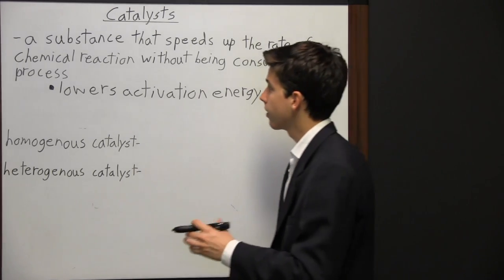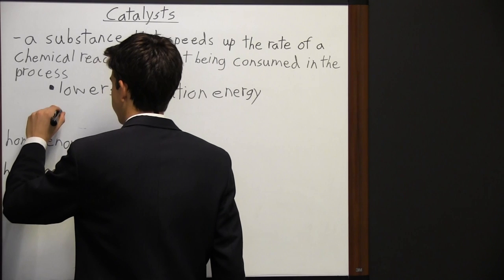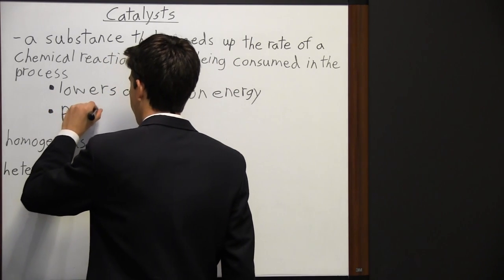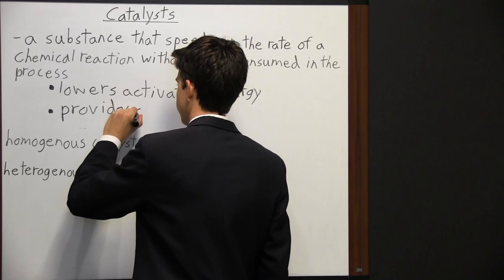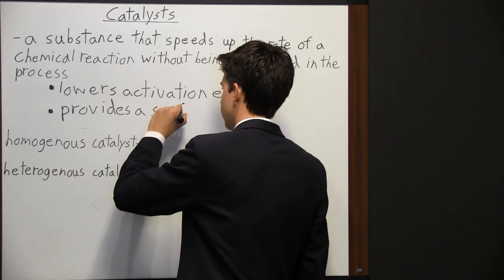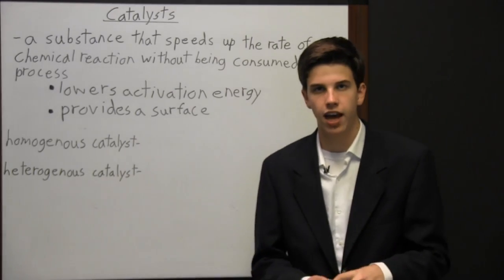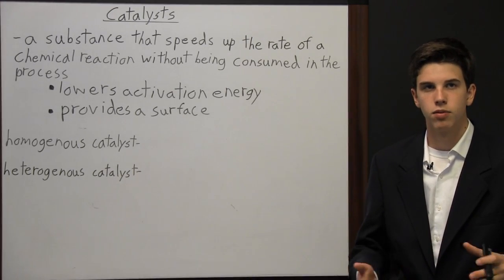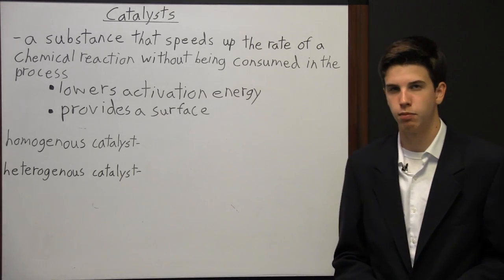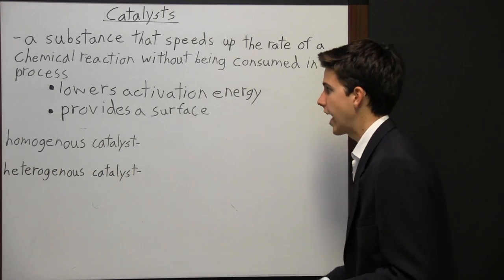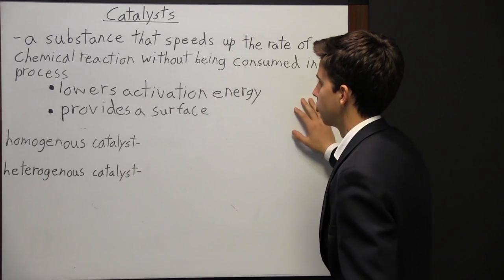Now, another way that a catalyst meets its objective is by providing a surface for molecules to come together and to bind. And so providing a surface for molecules to come together to bind is faster than just random collisions of reactant molecules. So that is how a catalyst meets its goal of speeding up the rate of a chemical reaction.